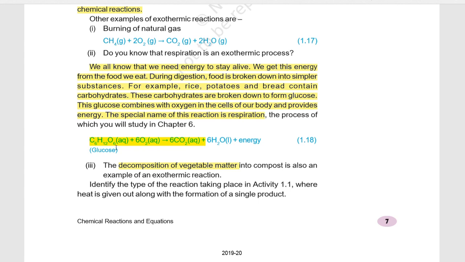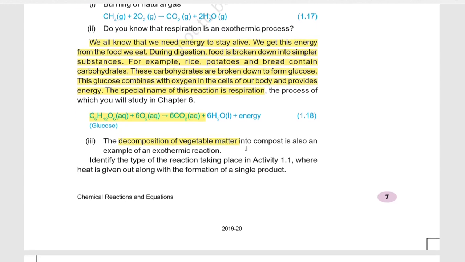C6H12O6 is the formula of glucose. By this chemical reaction in our body, we will be able to liberate energy. Here in the product side, you observe 6 molecules of carbon dioxide, 6 molecules of water plus energy is liberated. This process in detail we'll be studying in the upcoming chapters.